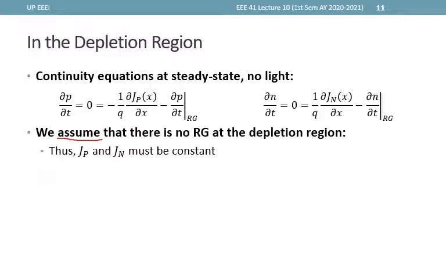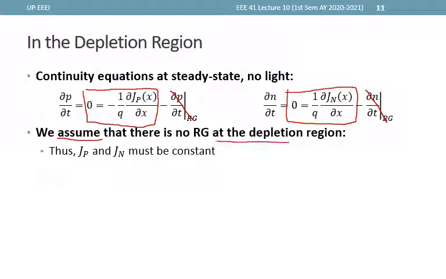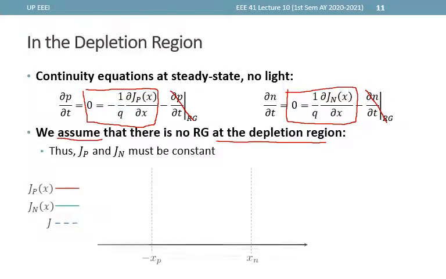And what does that mean? If there is no RG in the depletion region, then these terms must be equal to 0. And what we are left with is these two terms, which means that the derivative of Jn or Jp is equal to 0 at the depletion region. So if the derivative is 0, then Jp and Jn must be constant at the depletion region. So that's our simplification for the depletion region.